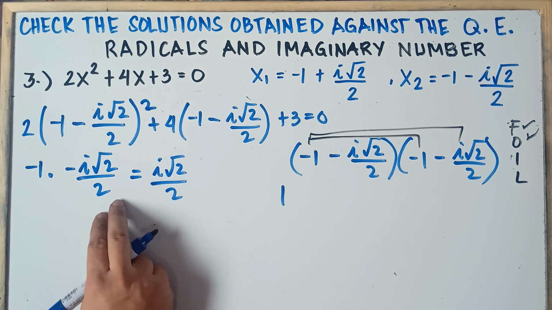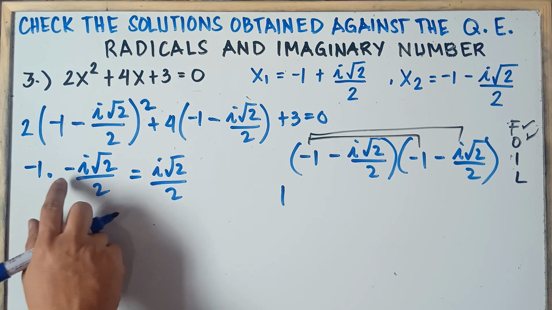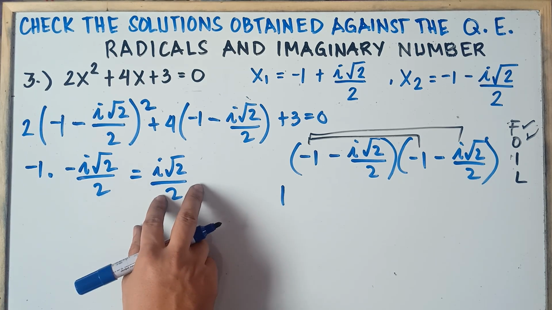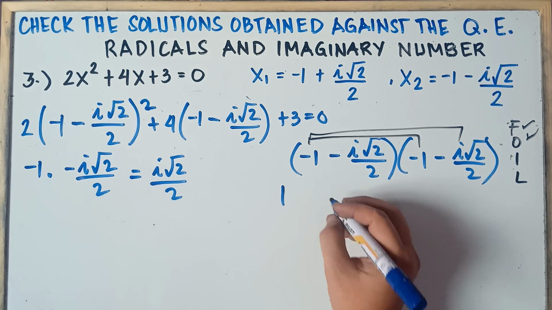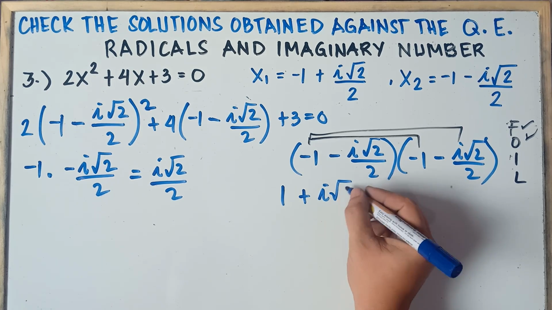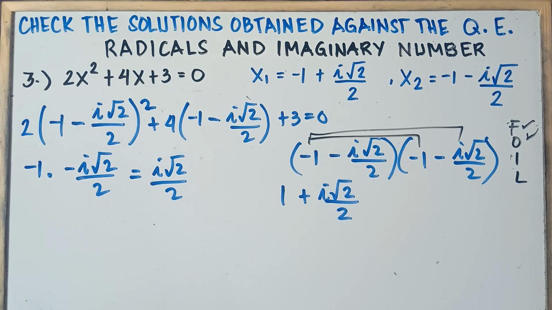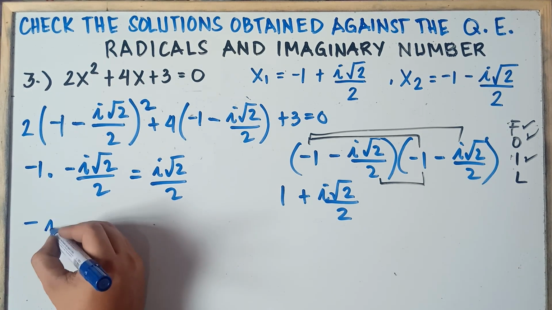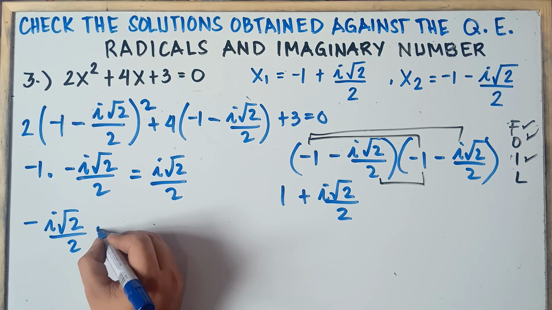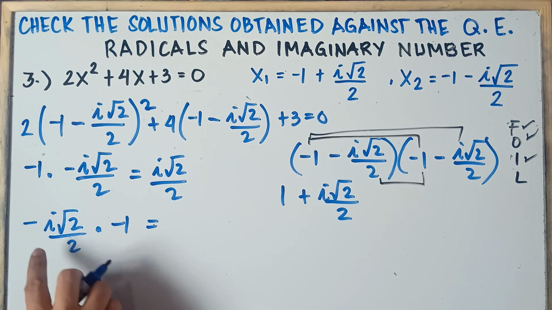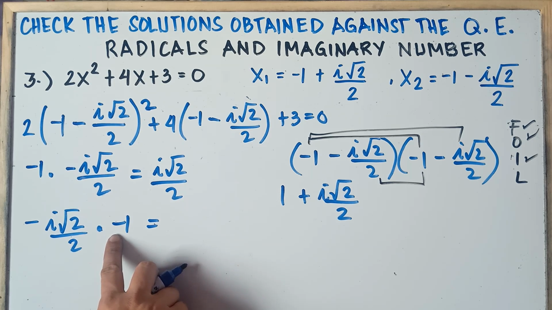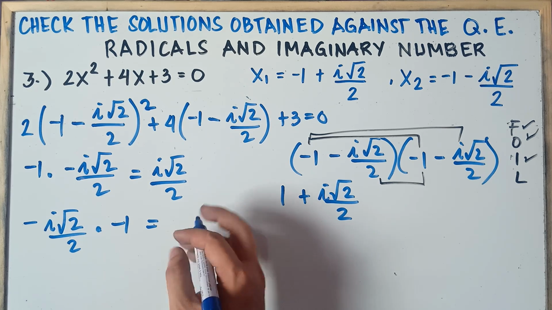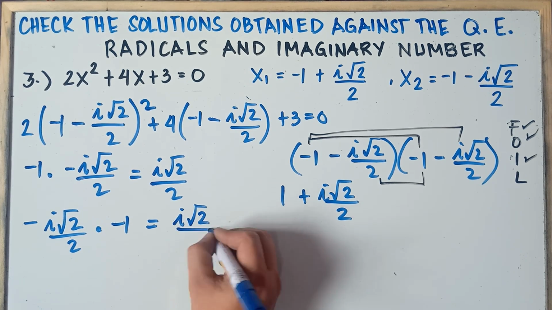Simply copy this equation, class. Once again, class, negative times negative is positive. 1 times this equation, simply copy this equation. So positive I square root of 2 over 2. And then inner this one, class. Negative I square root of 2 over 2 times negative 1. So negative times negative is positive. I square root of 2 over 2 times 1. That would be positive I square root of 2 over 2.